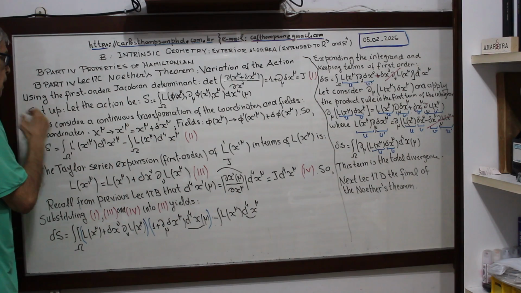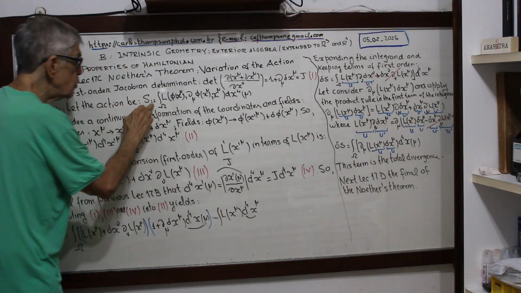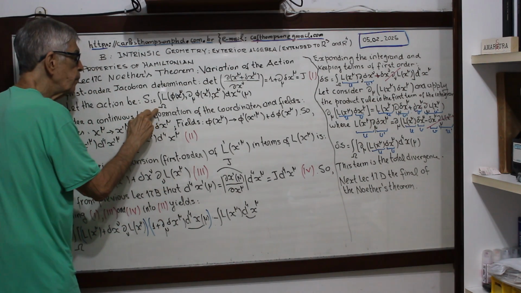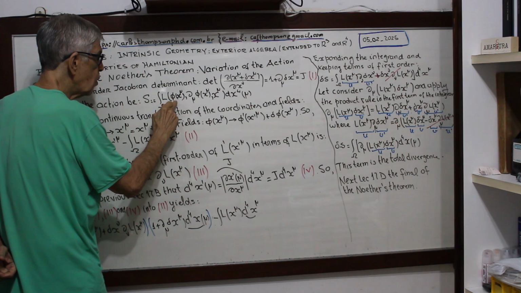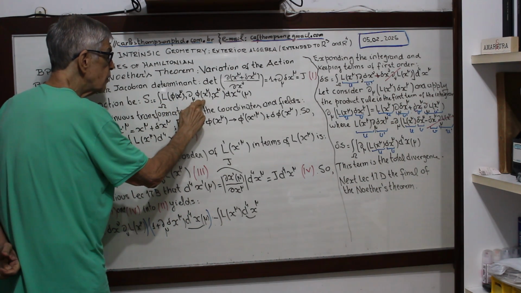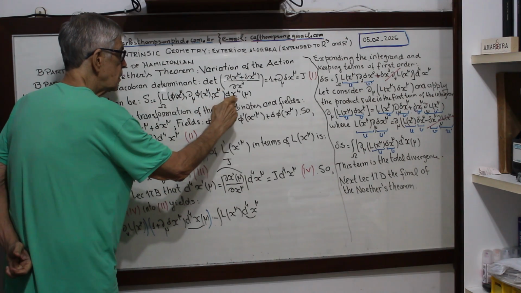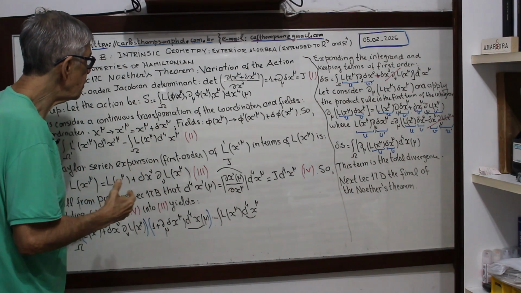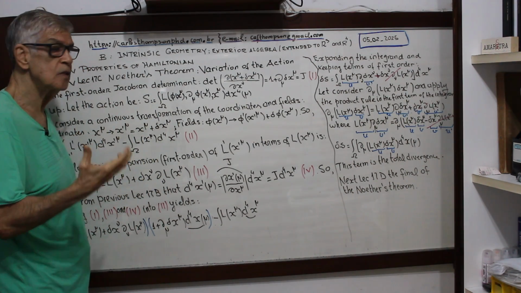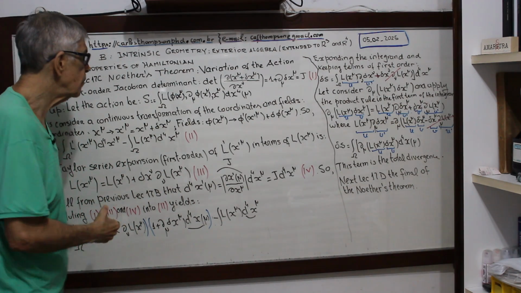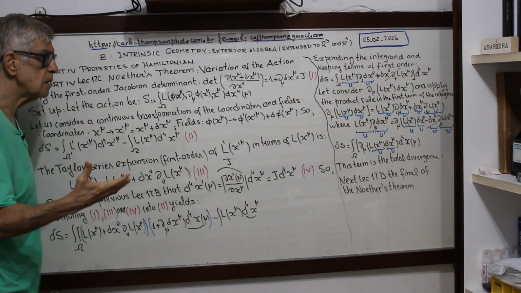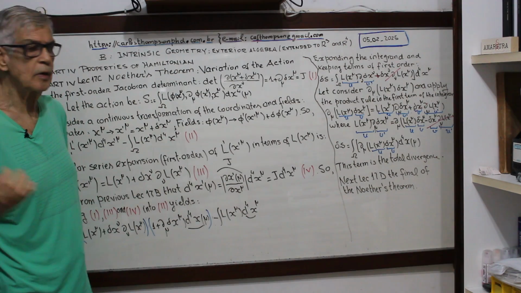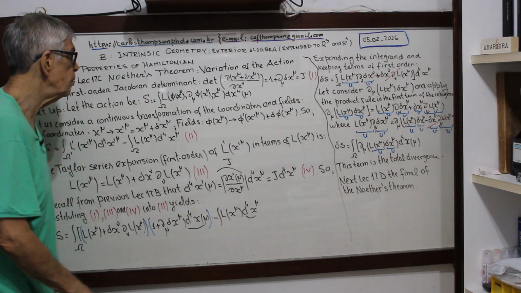So, set up. Let the action be, by definition, an integral over the space omega of the Lagrangian function of the field, the derivative of the field, and x mu. Now, d^4x, in general we use the fourth dimension, mainly when you are studying special relativity and general relativity, but it's not the case over here.